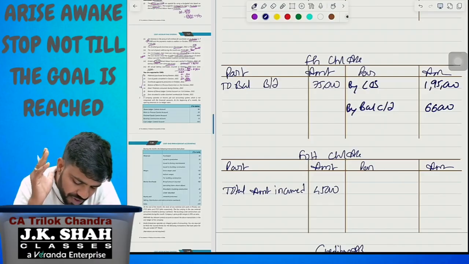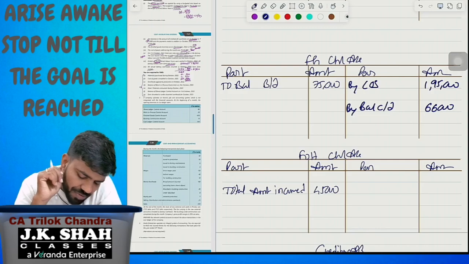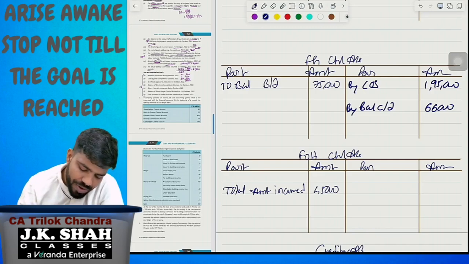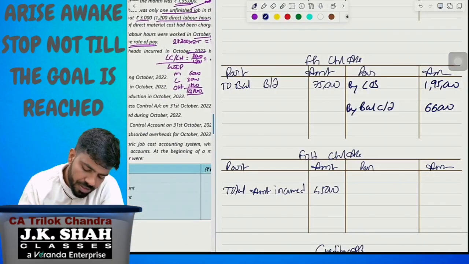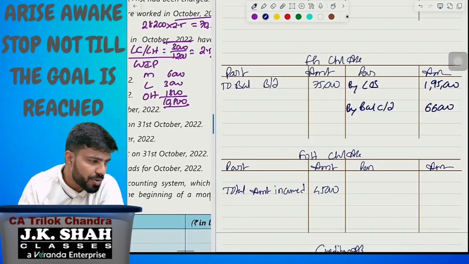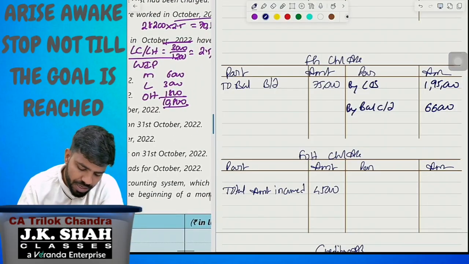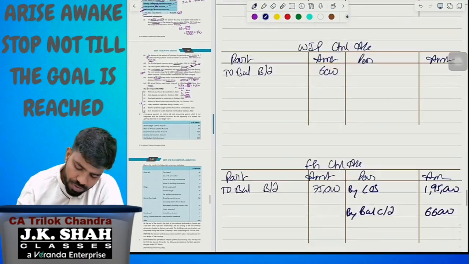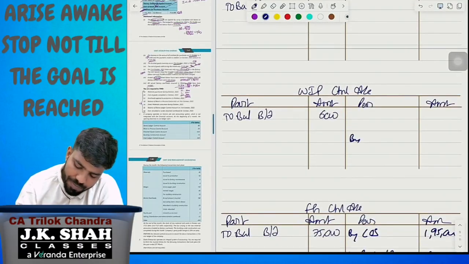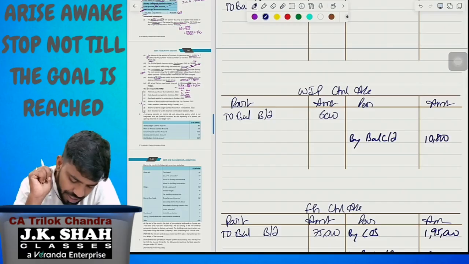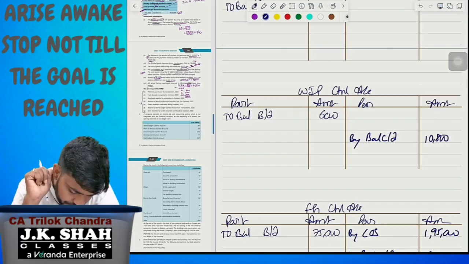Next point is point number 5. It is about valuation of the work in progress. I already told you how to evaluate that. The closing stock comes to 10,800. Here it is. You can check with this. I hope you are able to see 10,800. Okay, that is the closing stock value. So work in progress by balance carried down 10,800. Next, we are done with the work in progress.